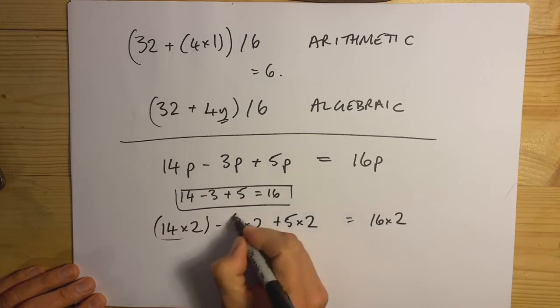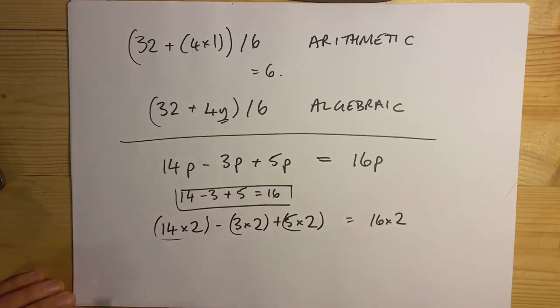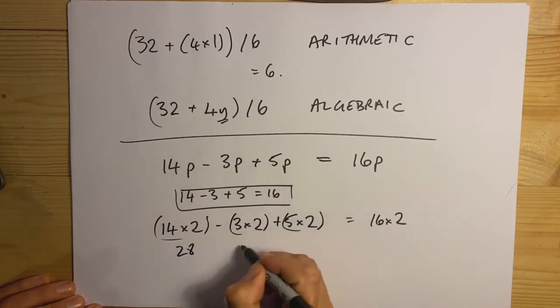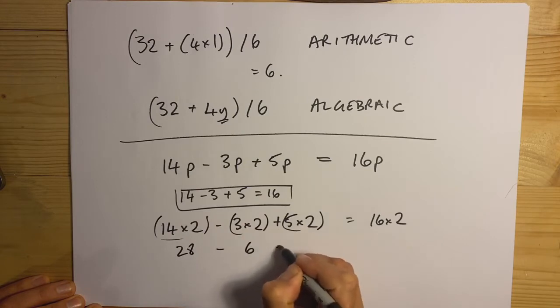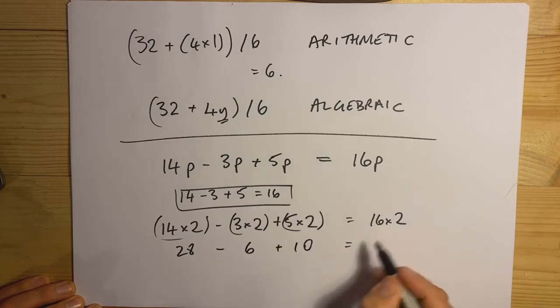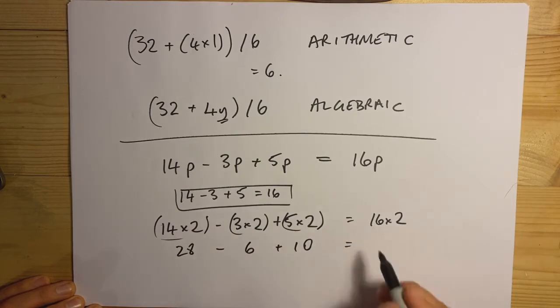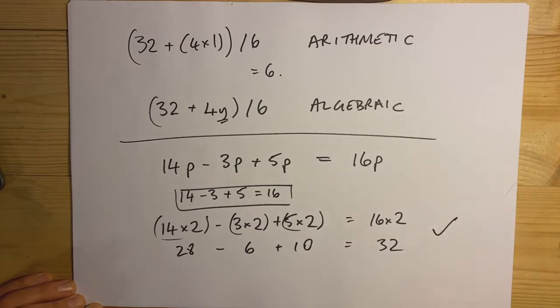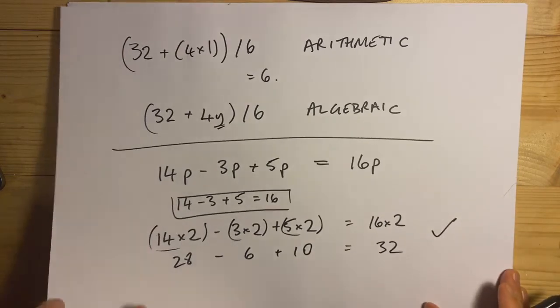We can put these in brackets if you wish, or we can remember BODMAS otherwise. So this becomes 28 minus 6 plus 10. 28 minus 6 is 22, plus 10 is 32, which is the same as 16 times 2. So it's worked out right. We have done it right, which is just as well.